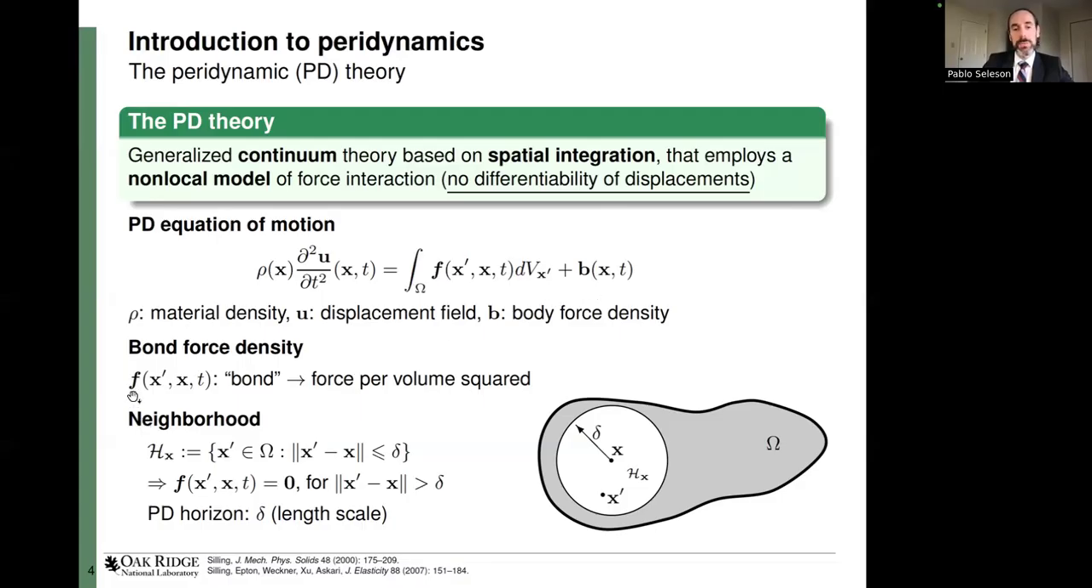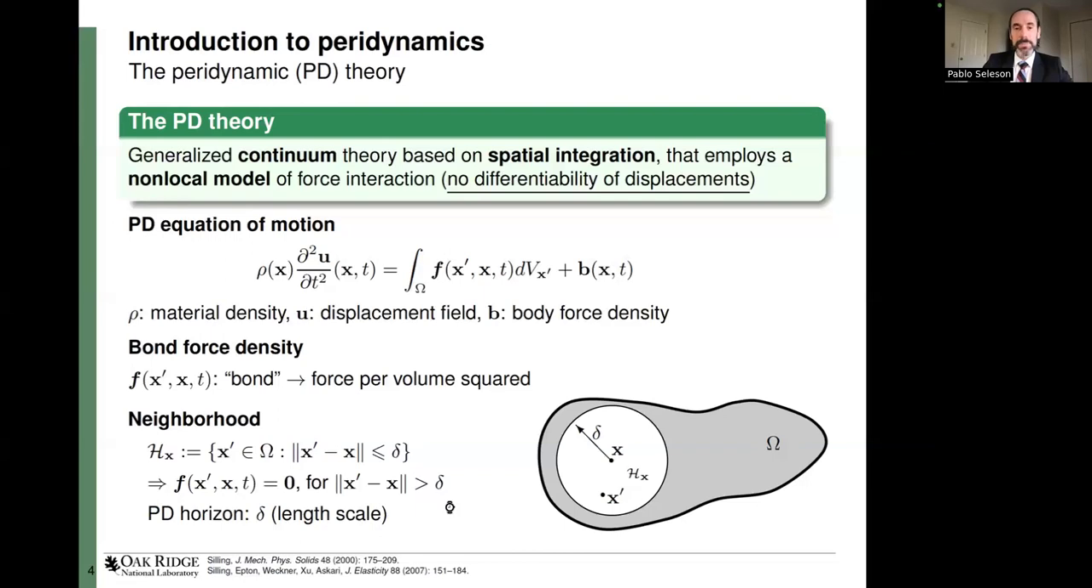Now, f is what we call a bond force density. It takes a pair of points X prime and X, and maps the vector connecting these two, which we call the bond, to force per volume squared. And we assume that f is going to be 0 whenever the two points are separated farther than the length scale delta.